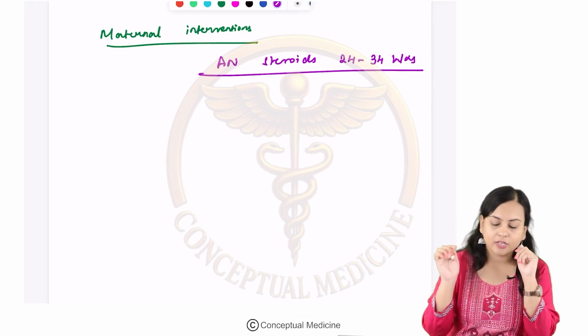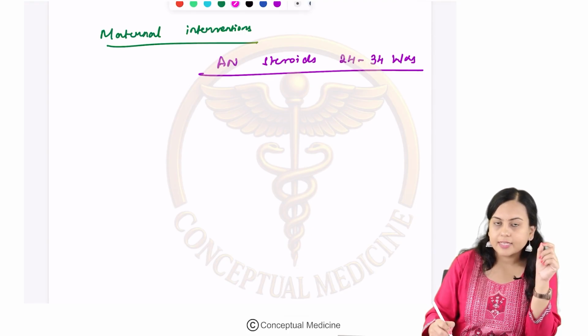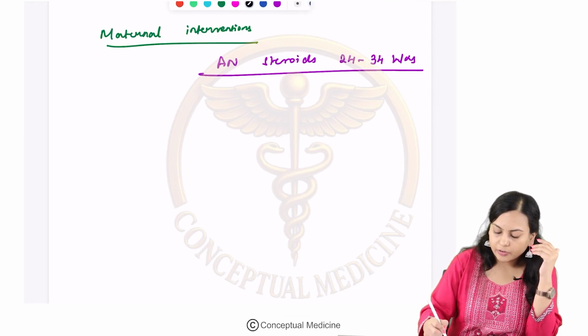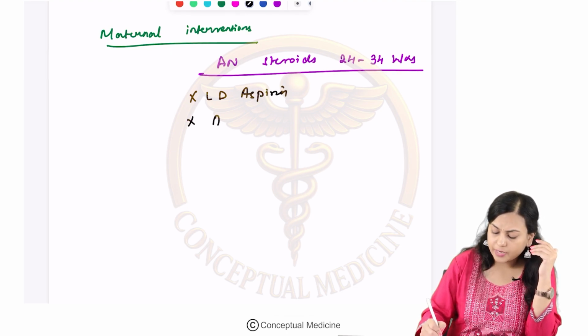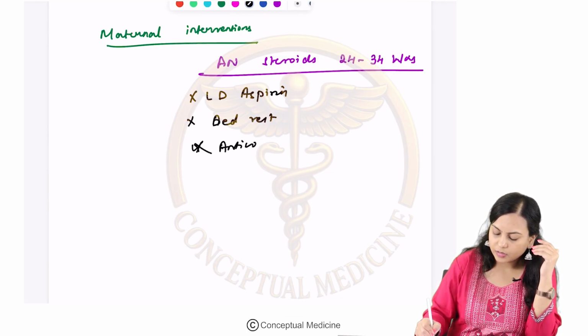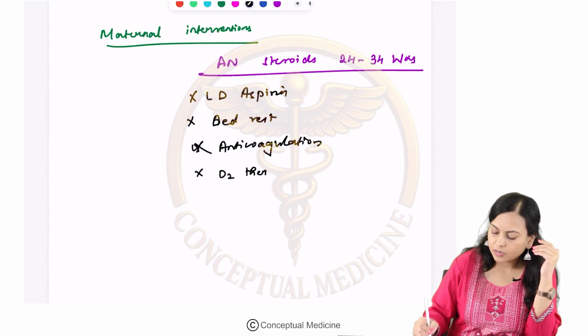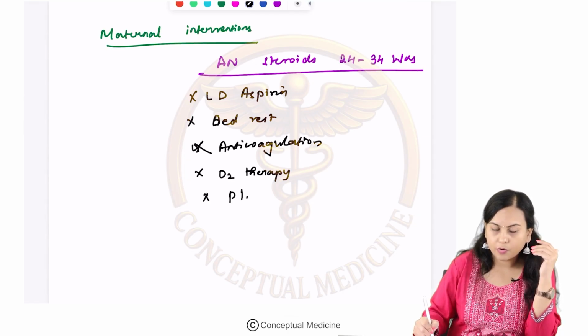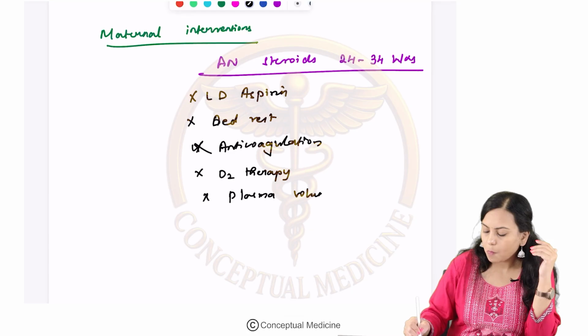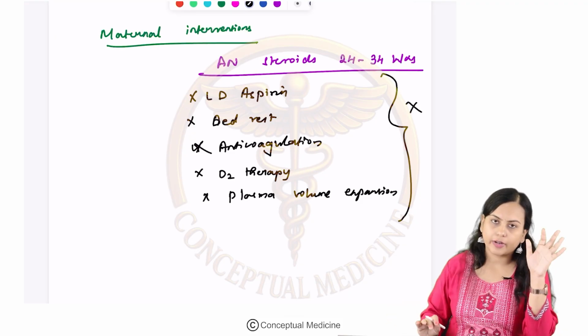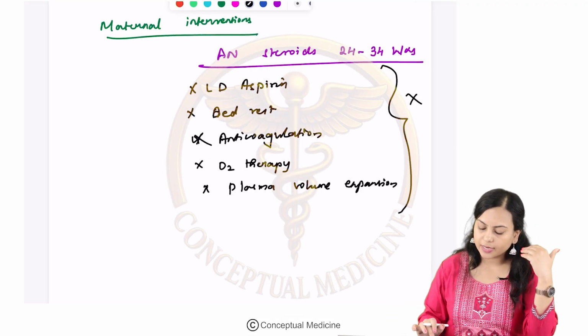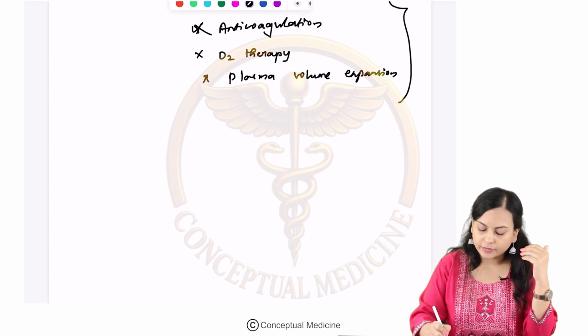Okay, so antenatal steroids can be given, but definitely there is no role for low dose aspirin, bed rest, anticoagulation, oxygen therapy, and even plasma volume expansion. So remember, these things are not recommended. The only maternal intervention you can do is give antenatal steroids between 24 to 34 weeks.